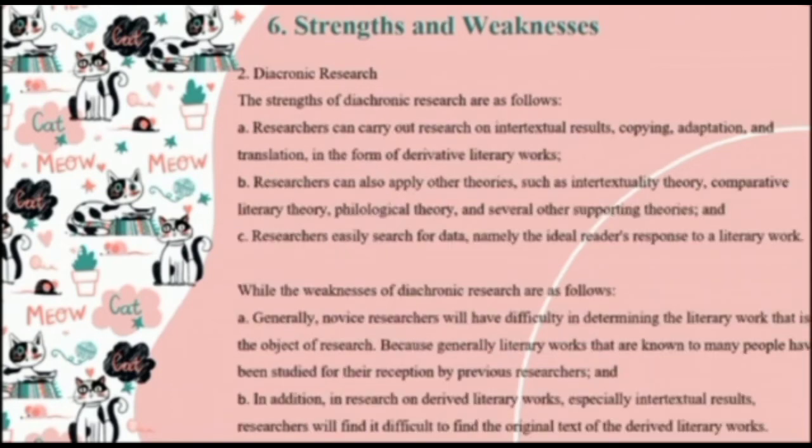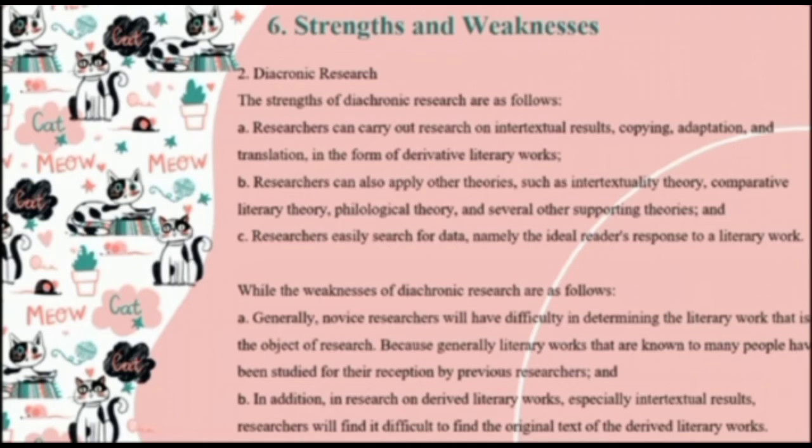2. Diachronic research. The strengths of diachronic research are as follows. A. Researchers can carry out research on intertextual results, copying, adaptation, and retranslation in the form of derivative literary works. B. Researchers can also apply other theories such as intertextual theory, comparative literary theory, philological theory, and several other supporting theories. And C. Researchers can easily search for data, namely the ideal reader's response to a literary work.